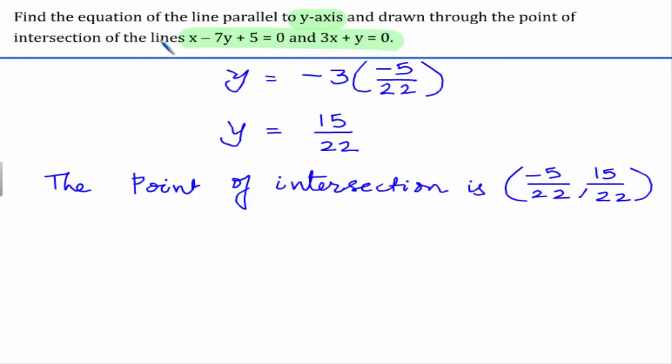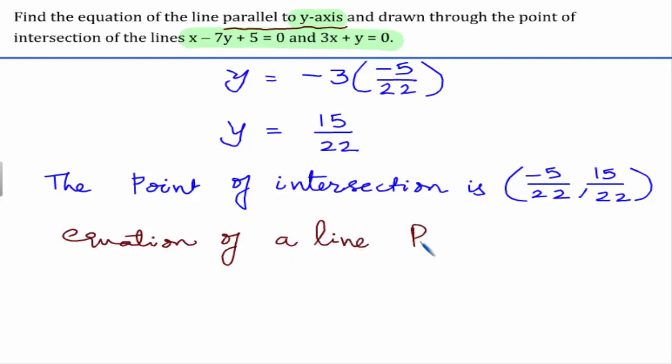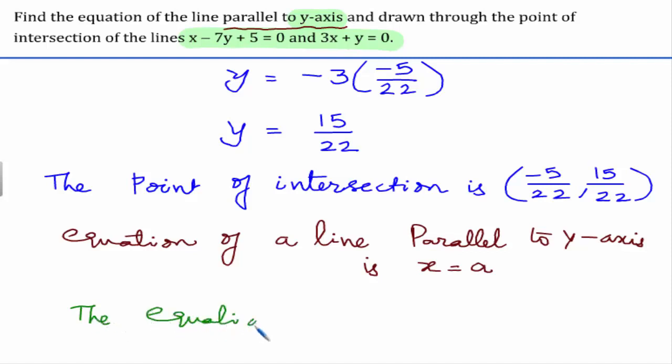Now we have to find out the equation of a line parallel to the y-axis. So the equation of a line parallel to the y-axis will always be in the form of x is equal to a. So a is the x coordinate. So therefore the equation of the line is x is equal to minus 5 by 22.